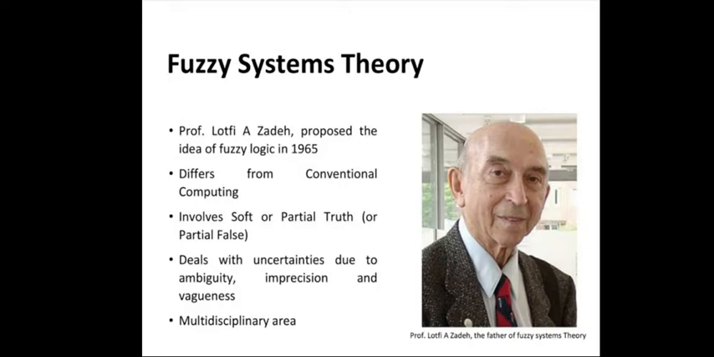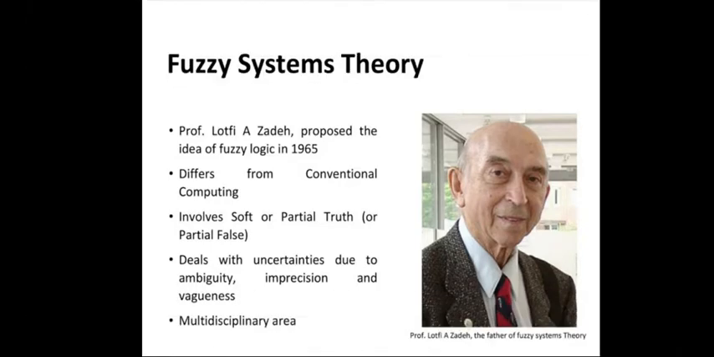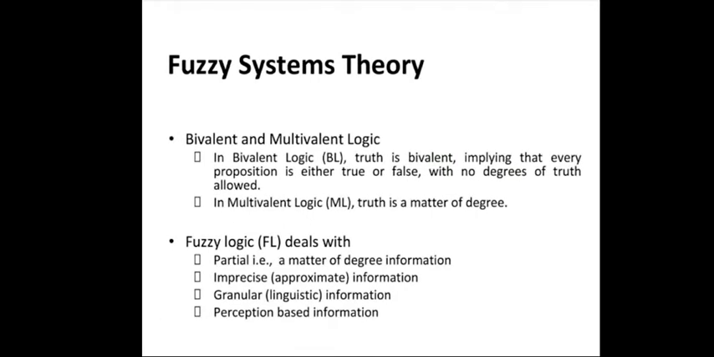Another thing is that fuzzy system theory is a multidisciplinary area. Multidisciplinary would mean that the concepts of fuzzy system theory can be very well utilized by many disciplines, for example, engineering, sciences, humanities, and so on. As I already mentioned, fuzzy system theory is based on fuzzy logic, and fuzzy logic is multivalent logic. I already explained the difference between bivalent logic, which is nothing but Boolean logic, and multivalent logic.